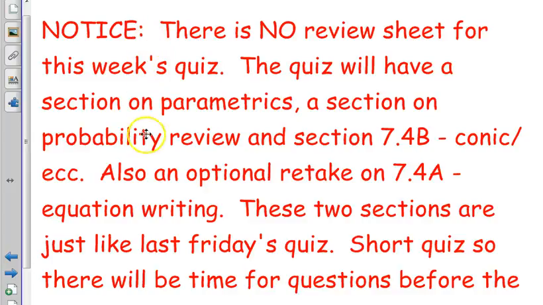Please notice there is no review sheet for this week's quiz. The quiz will have a section on parametrics and a section on probability review. It will also have a section called 7.4b, which is the eccentricity completing the square section. That's just like the last quiz. It will have 7.4a, which is called advanced equation writing for conics or something. And again, it will look just like 7.4a on last Friday's quiz.